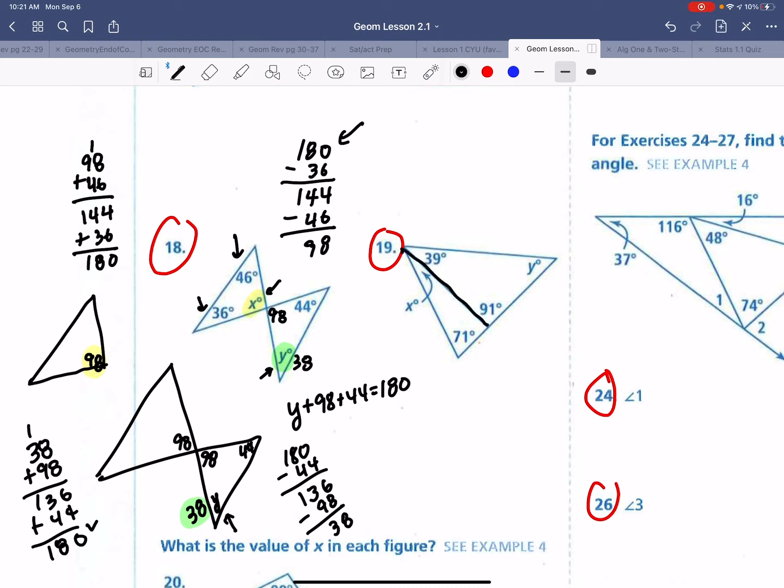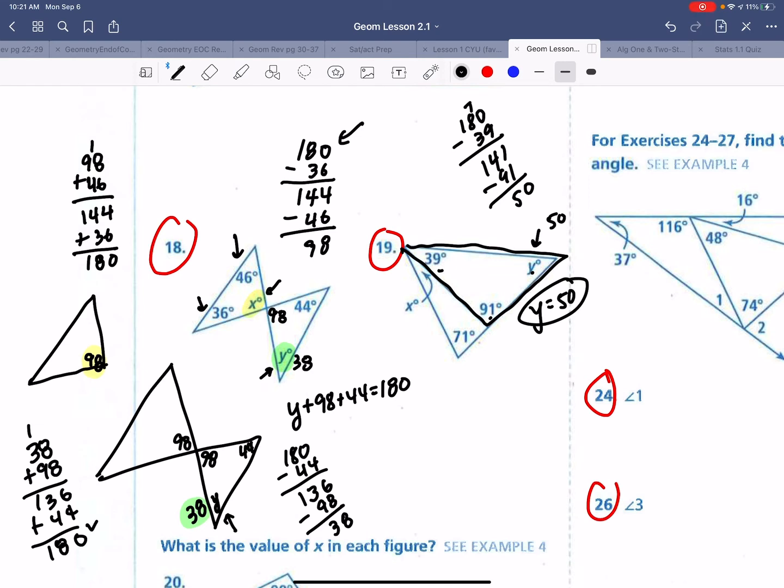Now looking at 19, we have this triangle, right? And we know two of the three angles, so we can solve for y. 180 take away 39, take away 91. So I get y, that's 50. Y is equal to 50.